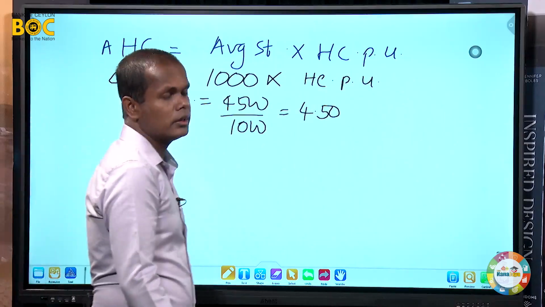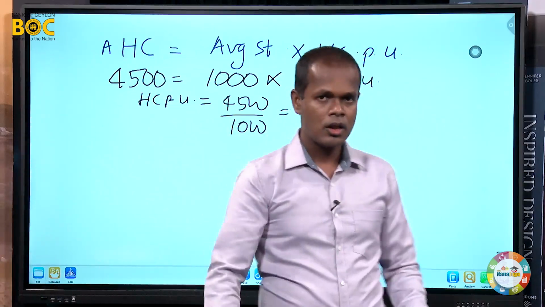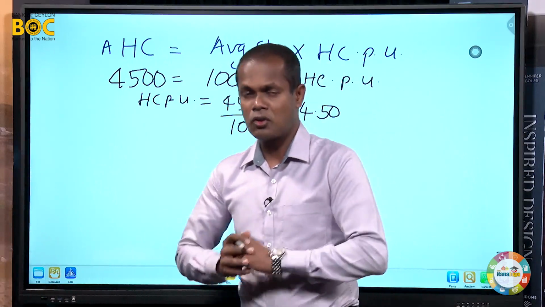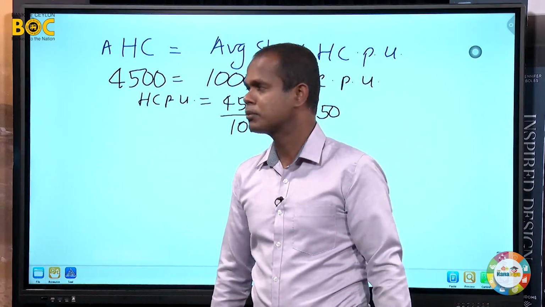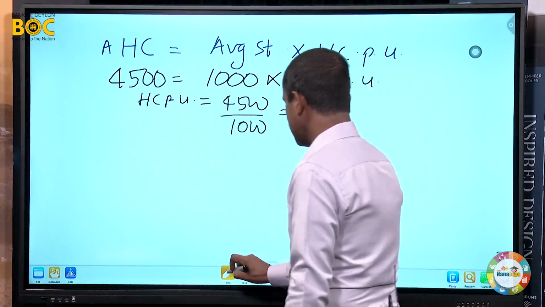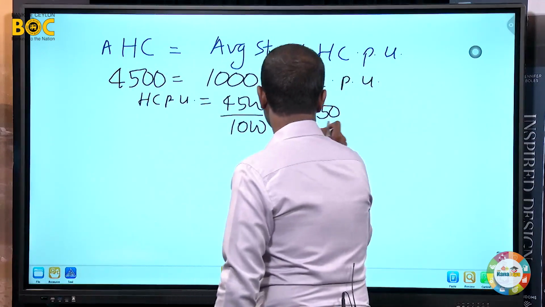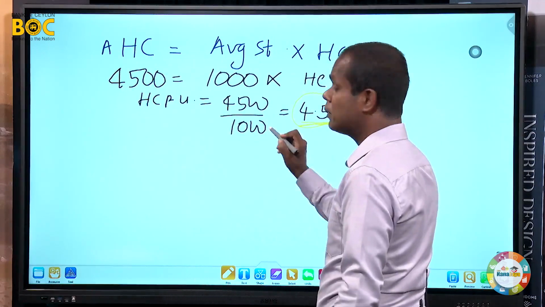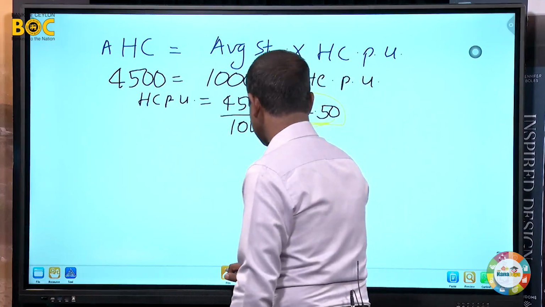And we have learned holding cost per unit is constant. Here we got 4 rupees and 50 cents. We will double check by taking the second situation.